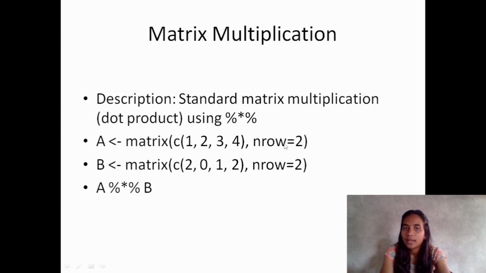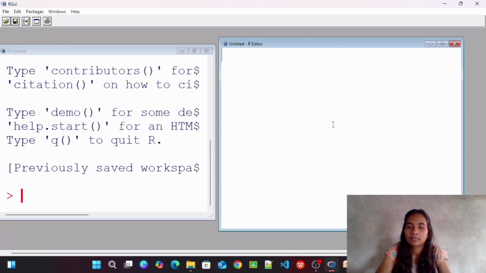You have to understand that the number of columns in the first matrix must be equal to the number of rows in the second matrix. So let's see the example for this.